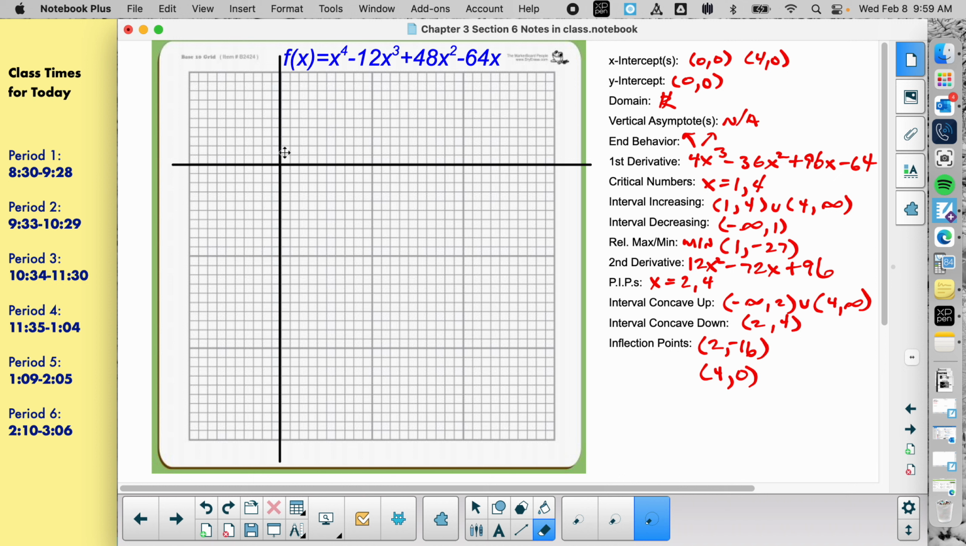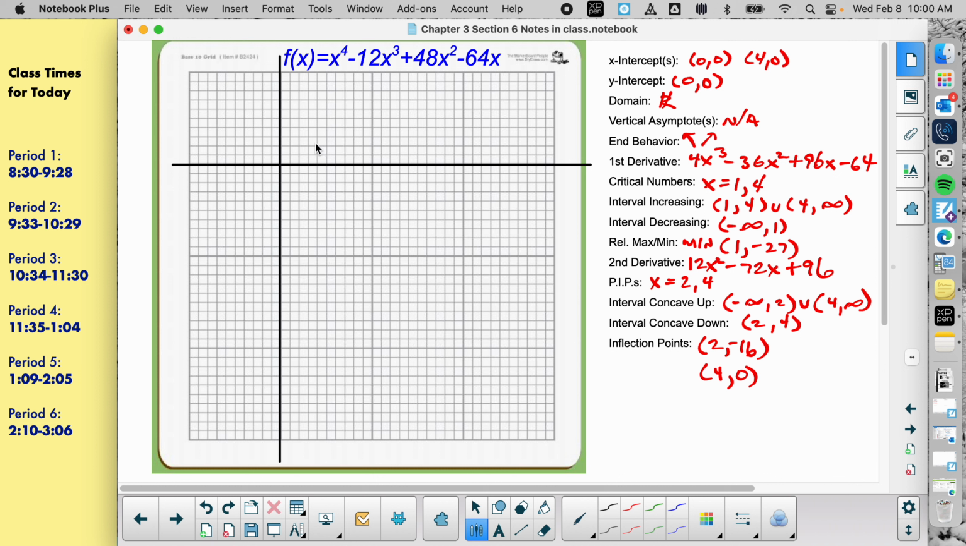Maybe I should go by ones up and down and go by a half a square. Because I can barely even see these lines on my screen. No, I'm going to pretend that I'm not old.